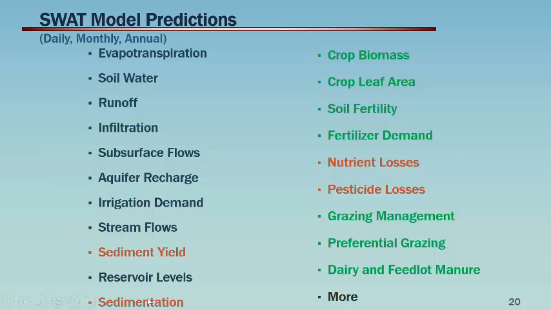And then sediment is the water quality sediment yield from the landscape, but also sedimentation in the river process. Then, of course, nutrient losses both at the landscape and the river process, pesticides. Then, of course, the crop or the biological output, like the biomass, crop leaf area index, soil fertility, and so on and so forth, actually. So it's an extremely detailed model.